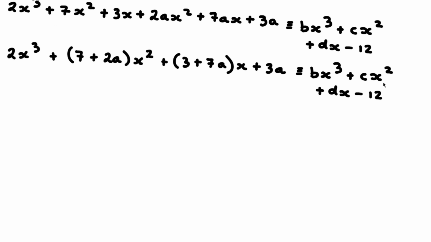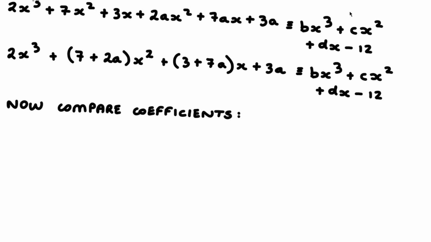This is equivalent to bx cubed plus cx squared plus dx minus 12. Now let's compare coefficients. If we compare coefficients, we've got 2x cubed on the left hand side and bx cubed on the right hand side. So if I compare the x cubed, I've got b equals 2. If I compare the x squareds, I've got 7 plus 2a on the left and c on the right.